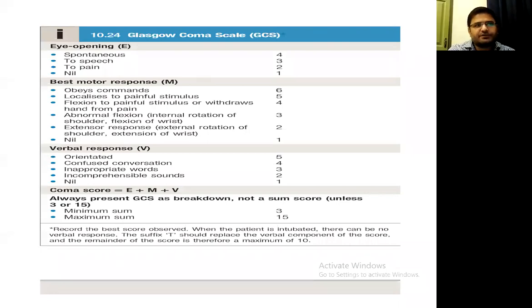Eye opening: if it's spontaneous, then this is 4. Eye opening to speech, if you call somebody and he or she responds by opening the eyes, is 3. Eye opening to pain, like at the sternum or other bony prominences, is 2. And if there is no eye response, then this is 1.